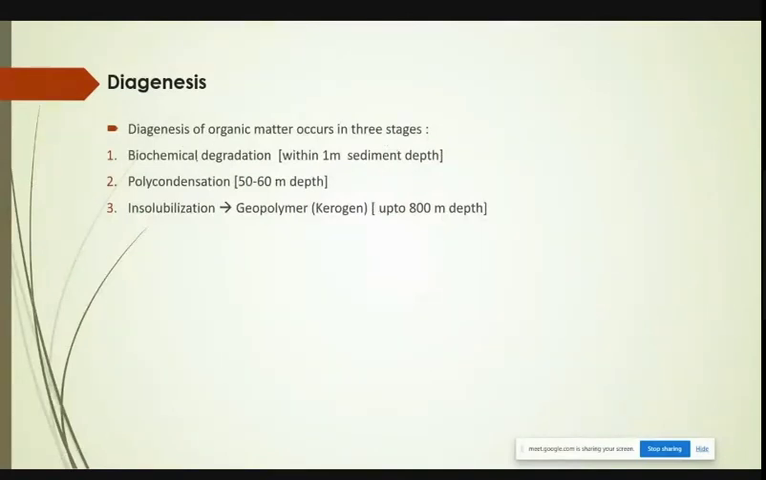Yeah, write down. Diagenesis of organic matter occurs in 3 stages. Like we discussed all the processes of diagenesis. Firstly there is organic matter, and then we have biochemical degradation of organic matter. Then the organic matter converts into amino acids and sugars.